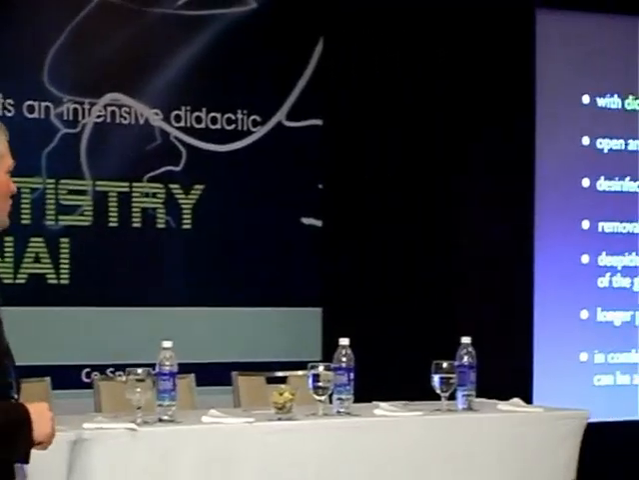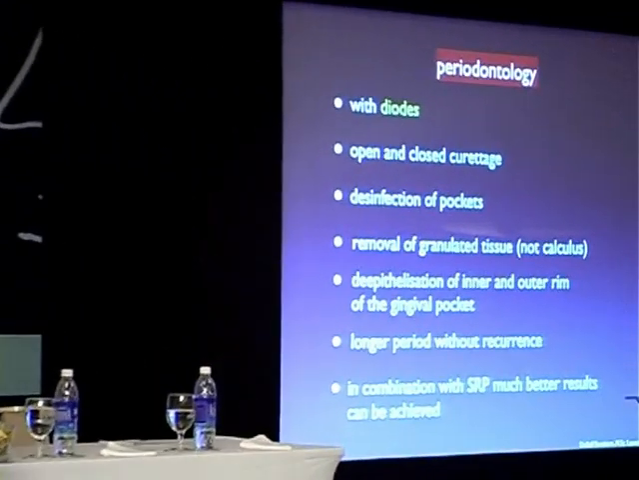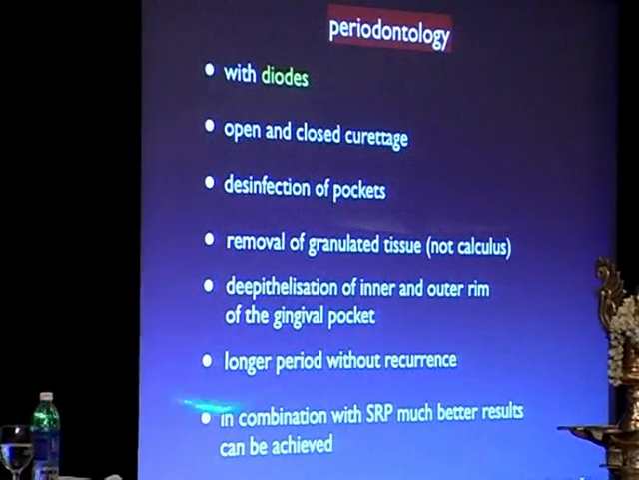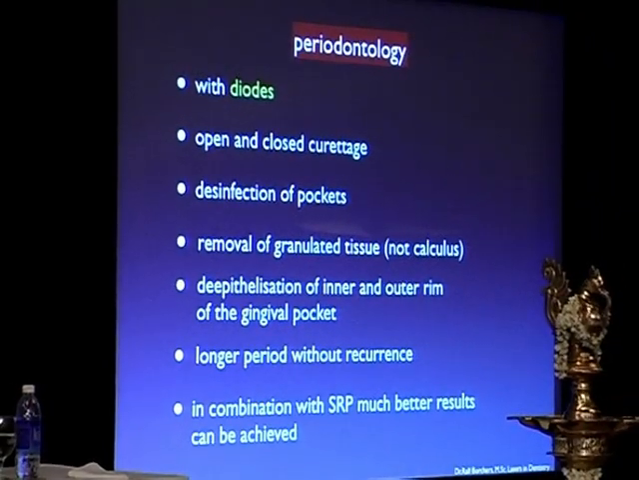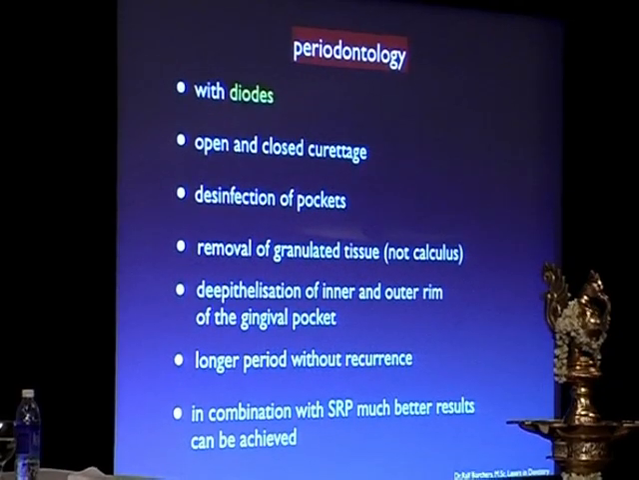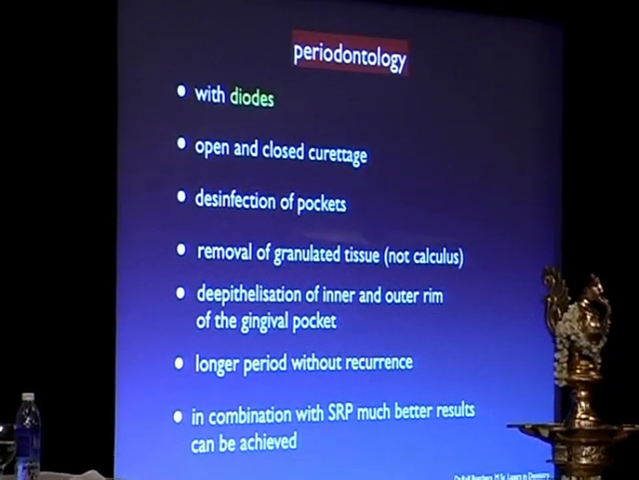Diodes you can use in open and closed curettage. You have a disinfection of the pocket, removal of the granulated tissue, de-epithelialization, just the same as with the erbium. You have a longer period of recurrence if you use scaling and root planing and lasers, and there are much better results, which can be proved by more than 400 studies.